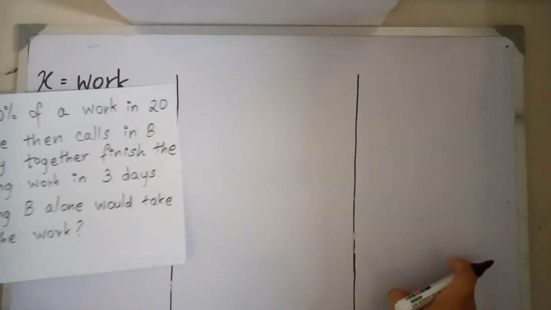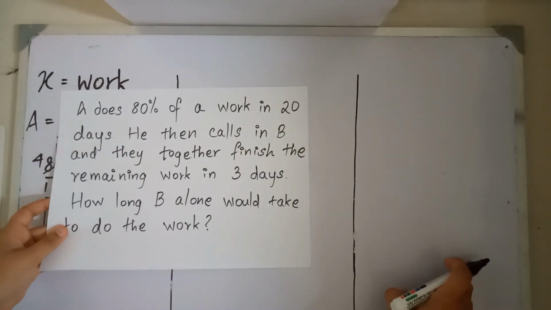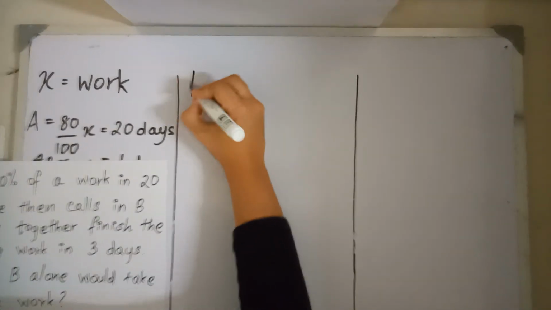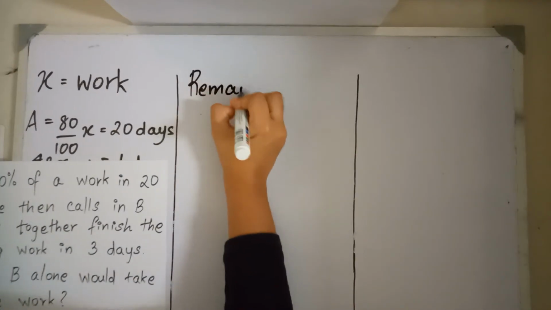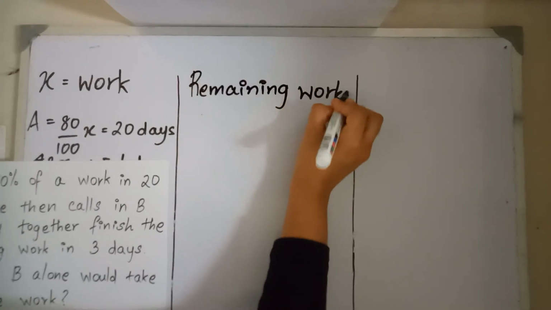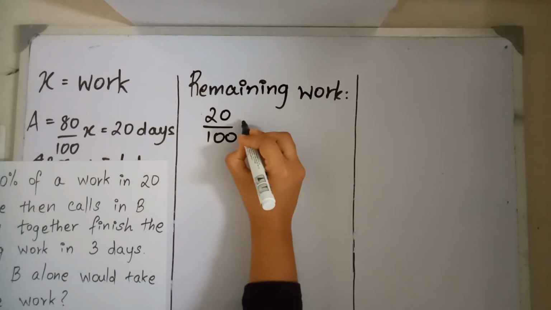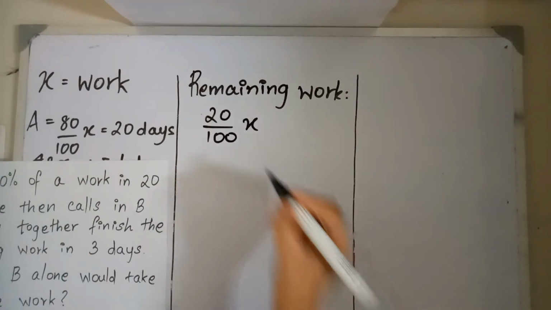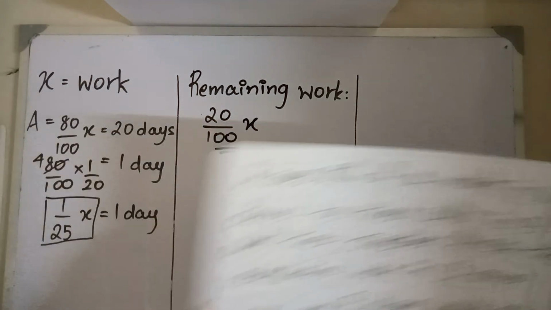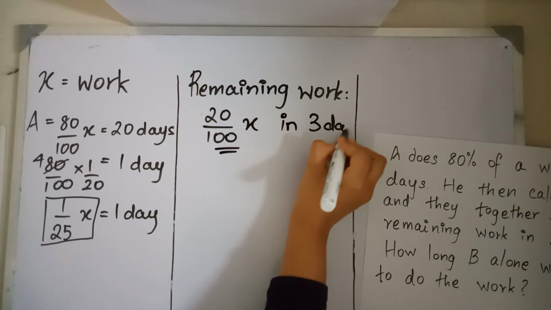He calls in B and they together finish the remaining work in 3 days. So let's first find out what they mean by remaining work. The question states that A has already done 80% of the work. So the remaining work will be 20%, which is 20 by 100 of X. This is the remainder that A and B have to work in together. So they do this in 3 days, both A and B.